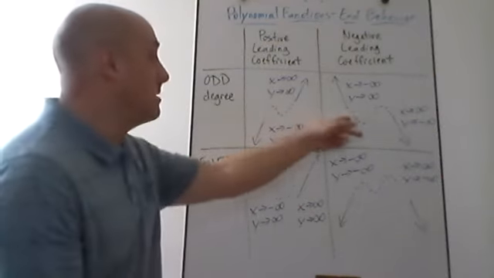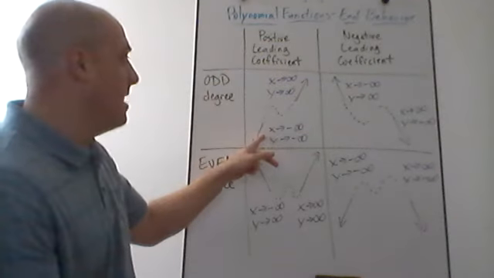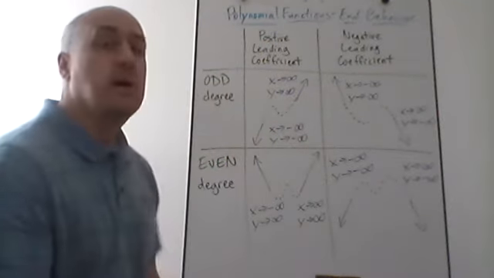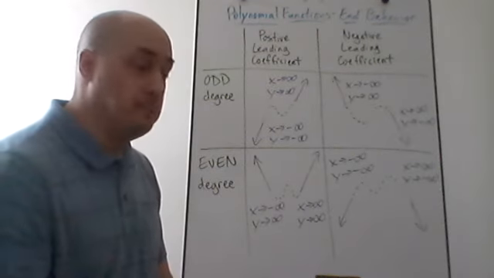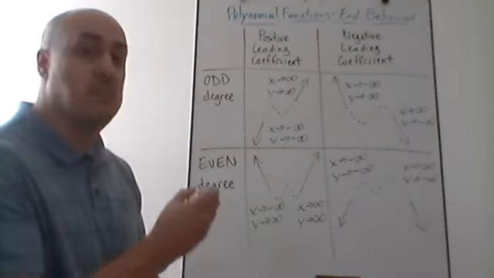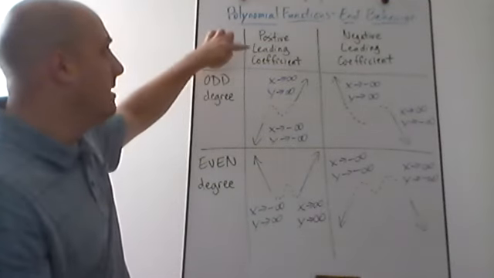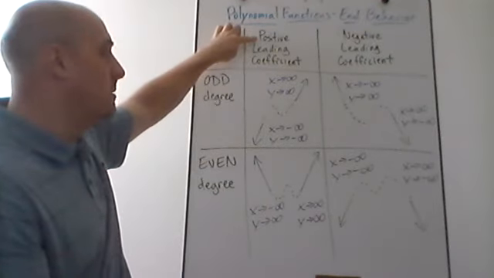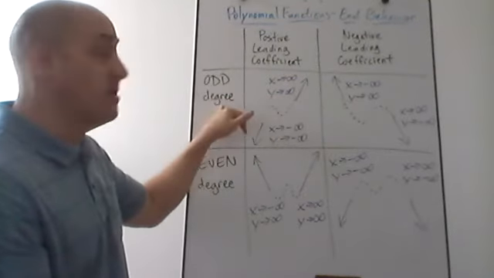Now, how do we know which one it's going to be? How do we know for an odd degree whether the right side is up and the left side is down, or if it's the other way around? That's determined by the sign of the leading coefficient. Remember, the leading coefficient is the number that's attached to the x raised to the highest power. If that leading coefficient is a positive number, then the right side is going up and the left side is going down for an odd degree.